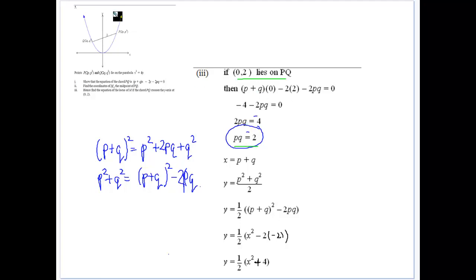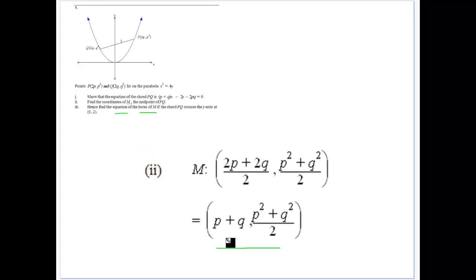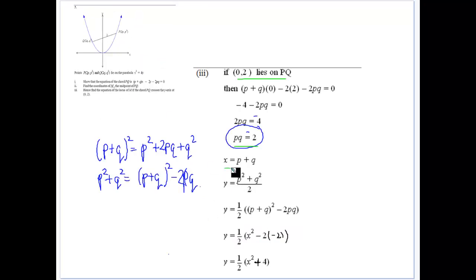Now, from what we had, we know this is the x coordinate and this is the y coordinate. We need to get them related somehow. Well, they are related because they've both got p's and q's in there. So that's why we were able to write x is equal to p plus q, and y is equal to (p squared plus q squared) over 2. Now what we want to do is get x and y related and get rid of the p's and q's.